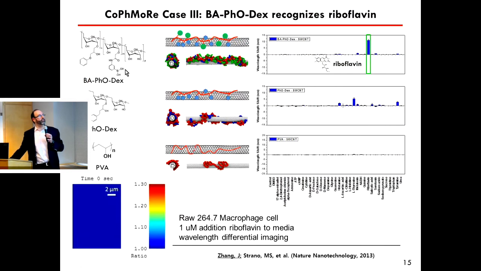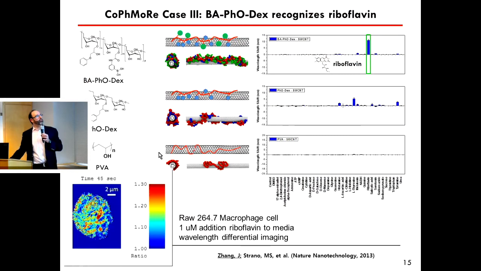This is riboflavin. This is now looking at a wavelength shift, which is much rarer. But this phenoxylated dextran. This is a dextran that we phenoxylated. We put a boronic acid on, and it will recognize riboflavin, but not FMN and other pendant diols. And you can see here this wavelength shift is robust enough to even see in live cells.